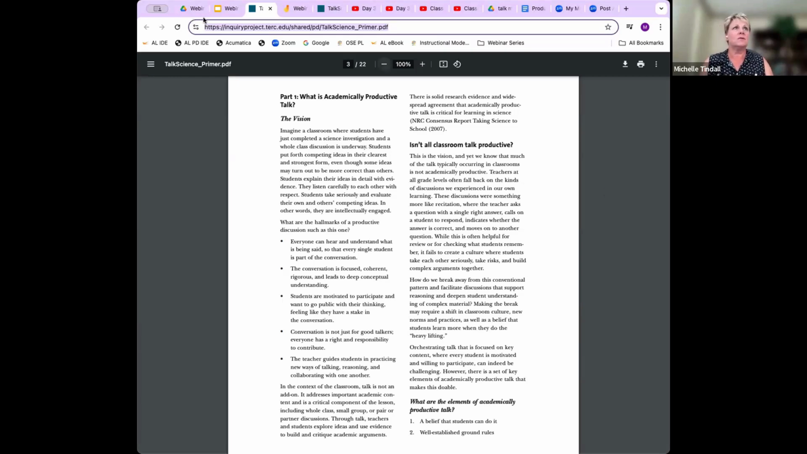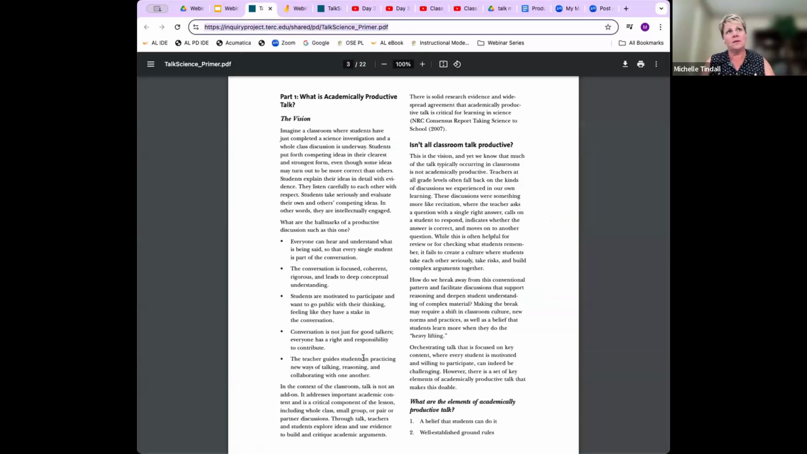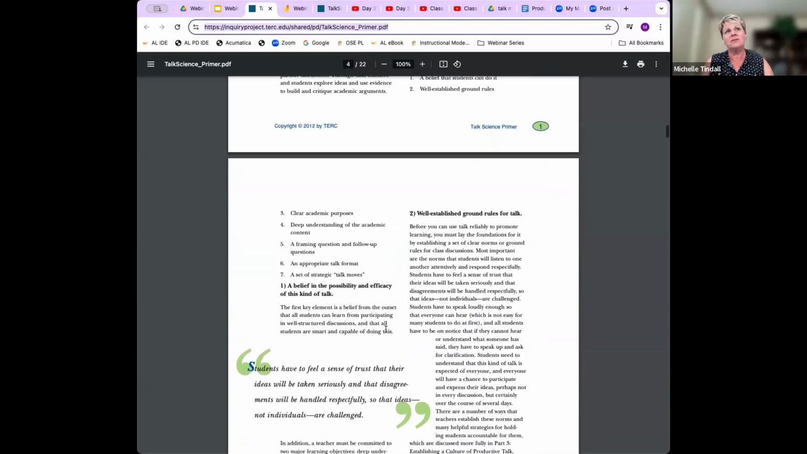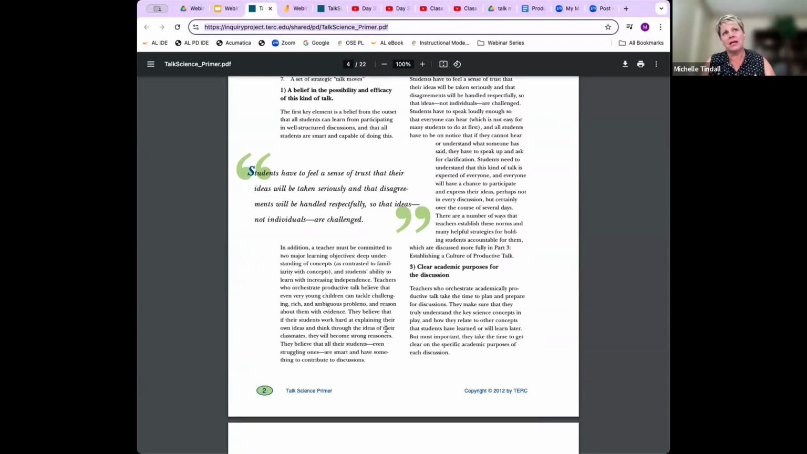So I'm going to give you a few minutes, I believe about 3 minutes, to start reading on this page number 1 of the Talk Science Primer. And if you have extra moments, go ahead into page 2. And then we'll start to tease apart some of the things that are talked about in this. If you have a chance to read this at some point, it really does give a nice foundation for engaging and talking in your classroom.